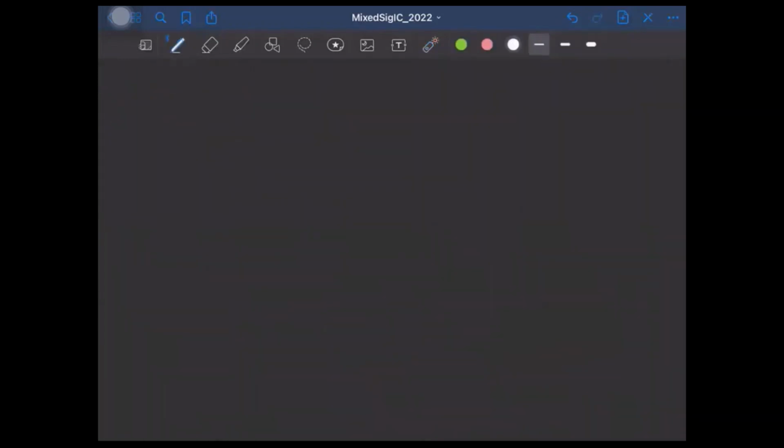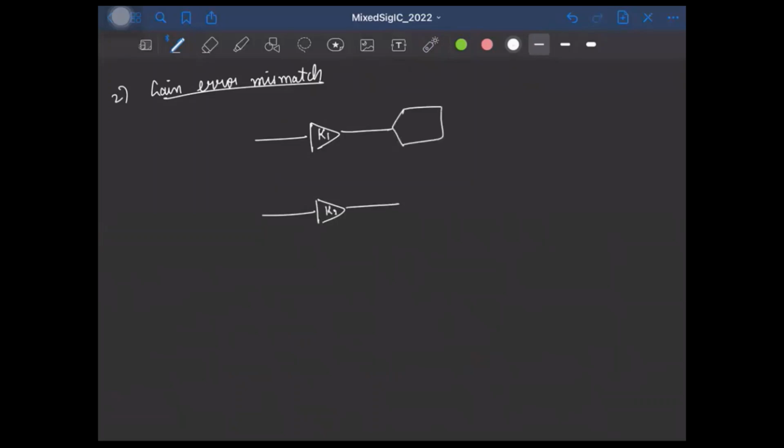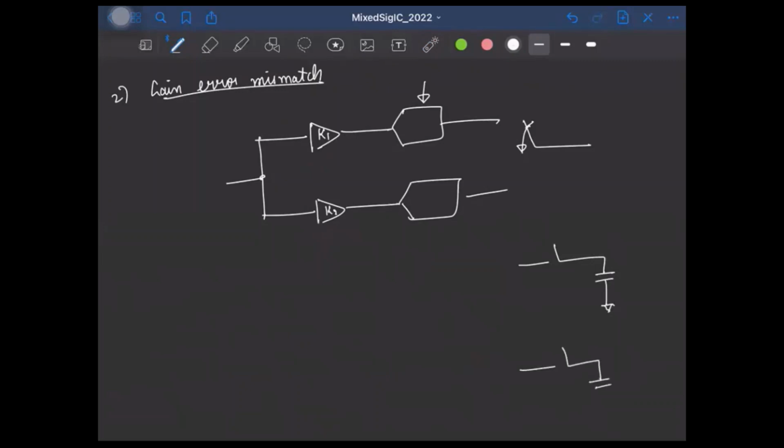Okay, so now let's discuss the second non-ideality, which is the gain error mismatch. Right, so we have the two interleaved ADCs with two different gains. And one reason why you might have this kind of different gain error is that, remember that when the ADC is sampling inside, so the circuit is this, right? So you have a switch and a capacitor essentially. So you'll have two structures like this, right? So this might be here and this might be here.